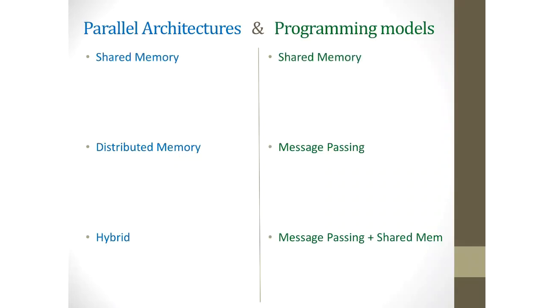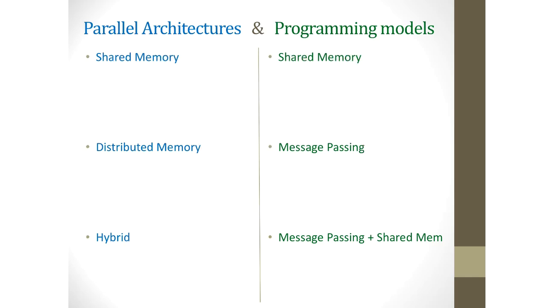Okay, so I'll just go a little bit deeper into the parallel architectures and programming models, just to give you a very bird's eye view of that to understand what we are going to focus on in this course. So if we talk about parallel architectures, there are primarily two architectures, shared memory and distributed memory, and then there's a third architecture which combines them both, which we call hybrid. So let's quickly have a look at what that is.